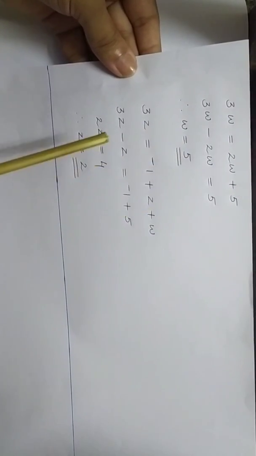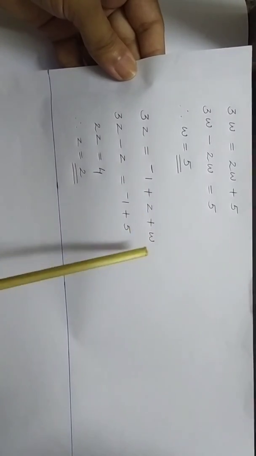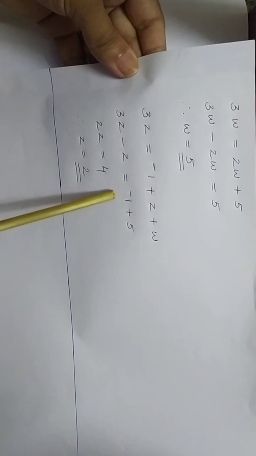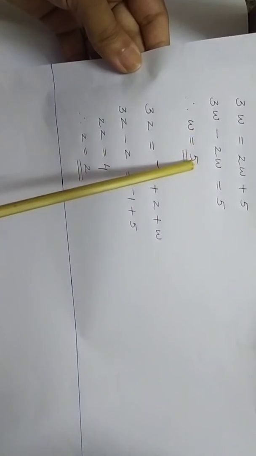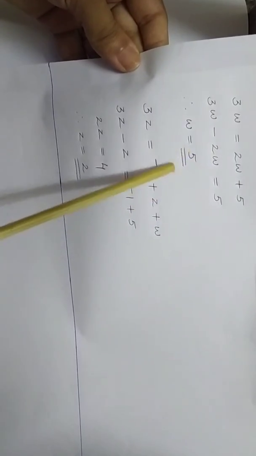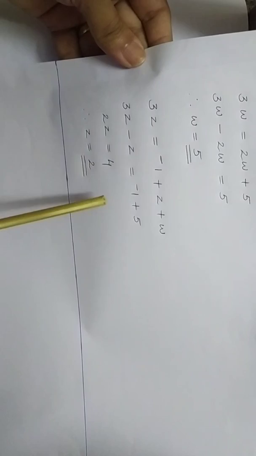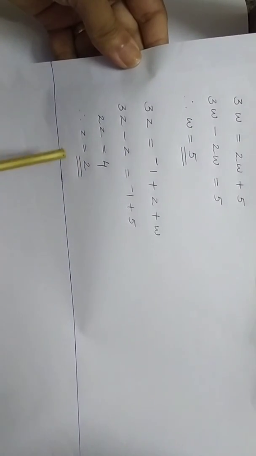Next is 3z, equating the next terms. 3z equals minus 1 plus z plus w. So 3z minus z equals minus 1 plus the value of w. We got the value of w, so we have to put this value of w here. So we get the answer as 2z equals 4. And finally we get the answer of z as 2.